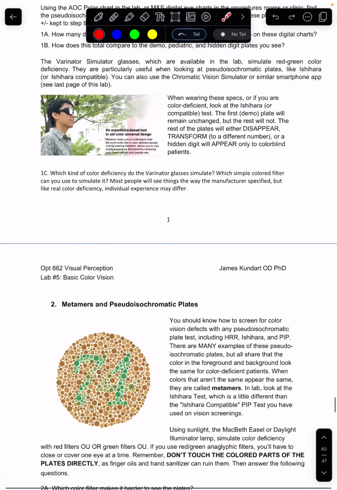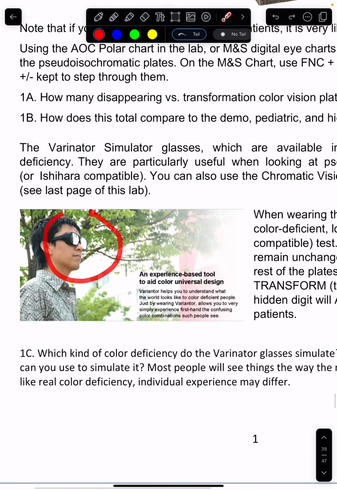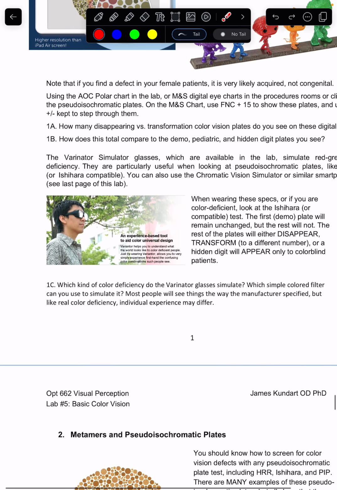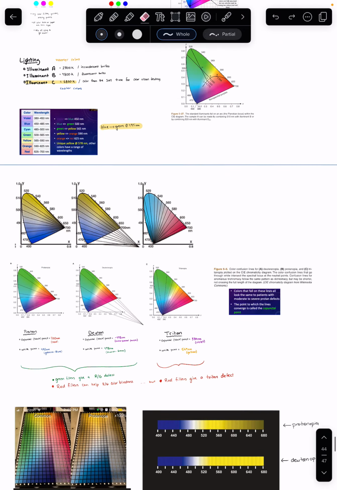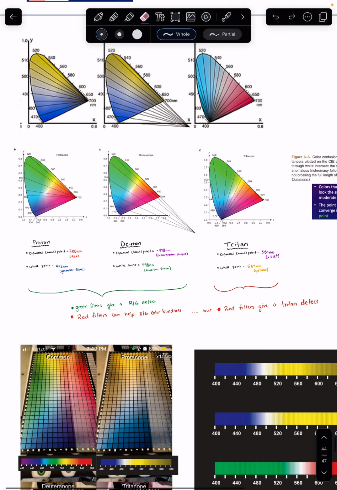Let's see if I can find it. These things here have like a green tint to them. And so they're supposed to simulate what it looks like for color deficient people, and particularly red-green. So that's why I put this here. Green filters give a red-green defect.